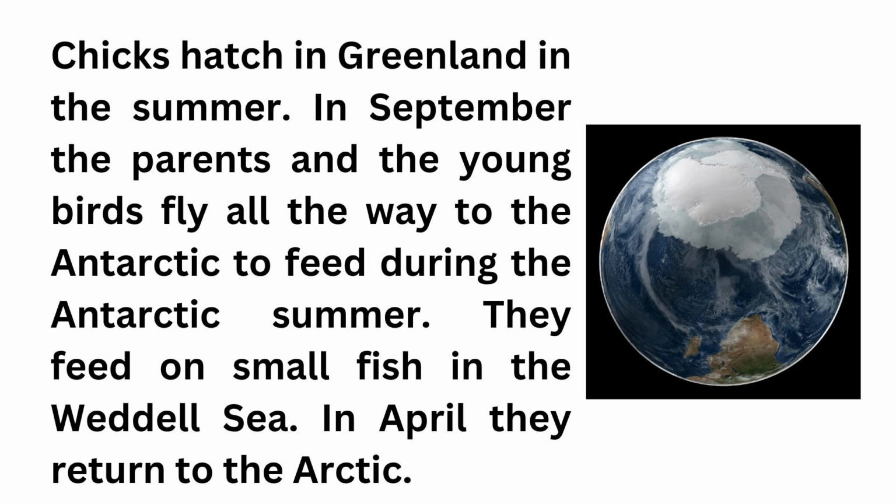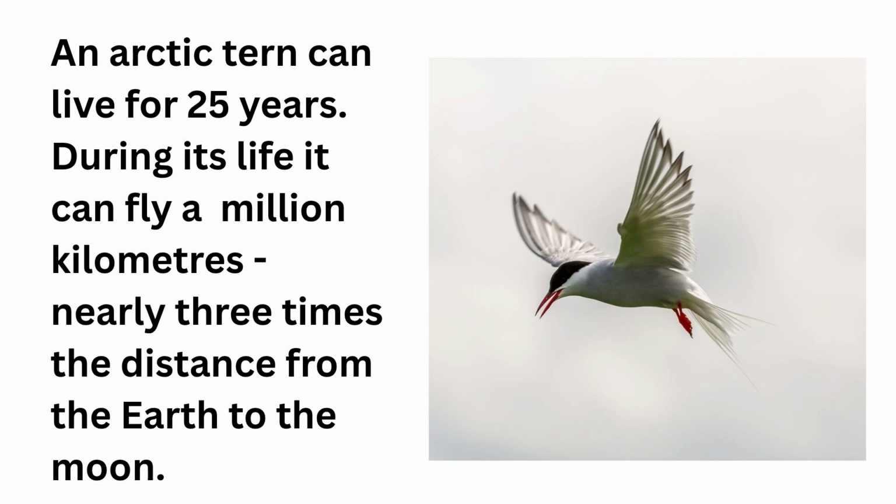In September, the parents and the young birds fly all the way to the Antarctic to feed during the Antarctic summer. They feed on small fish in the White Sea. In April, they return to the Arctic. An Arctic tern can live for 25 years. During its life, it can fly 1,000,000 kilometers, nearly 3 times the distance from the Earth to the Moon.